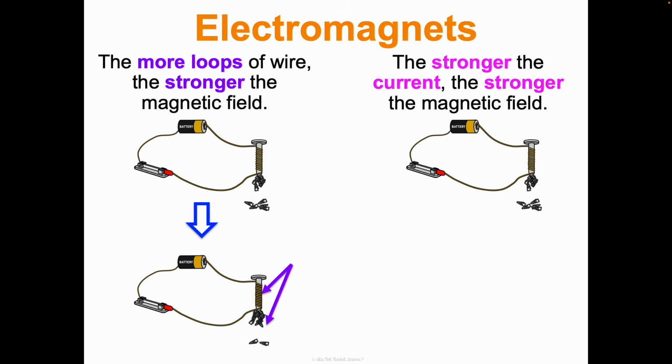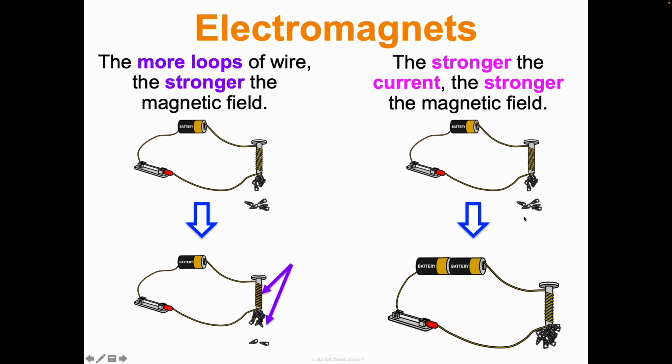The other way is increasing the current. So the stronger the current, the stronger the magnetic field. So notice how we're starting here. Now look, if I want to increase current, I need to increase the voltage difference. I need more voltage to create more current. So if I add more batteries or a stronger battery, that'll create more current, and thus look how much stronger the magnetic pull is here. We can pull up more of these paper clips and attract more of them.